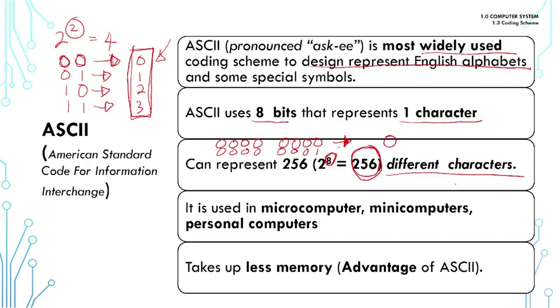0 0 0 0 0 0 0 1. Okay, so dia boleh represent di dalam human can understand, ini adalah digit 1. Macam itulah. Jadi bila combinations of 8 bits tu, different 8 bit tu, so possible character yang dia boleh keluarkan adalah 256 characters.